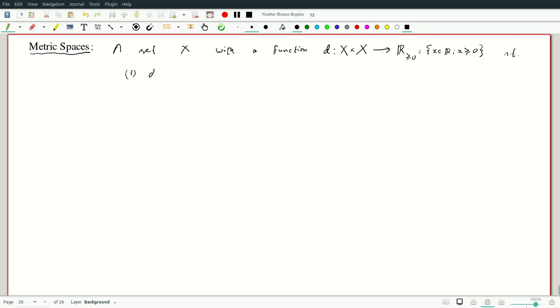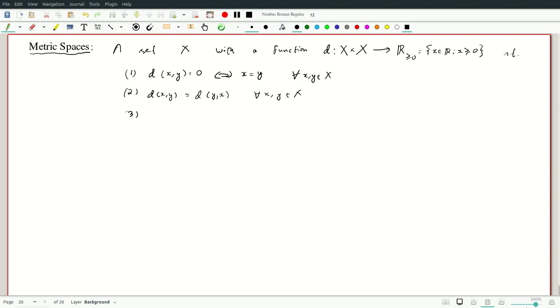So first of all, the distance is to be non-negative, but it's 0 exactly when 2 points are equal. So the distance between a point and itself is 0, but the distance between different points is not 0, it's positive. Secondly, it's symmetric. Distance between x, y is distance between y, x, for all x, y in X.